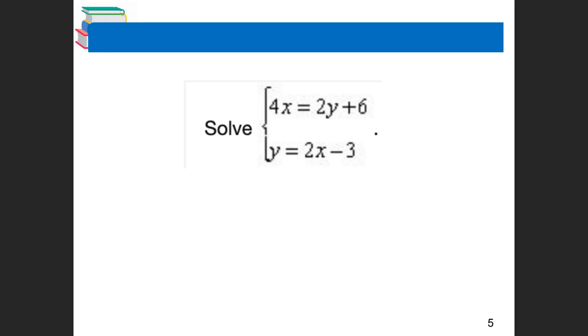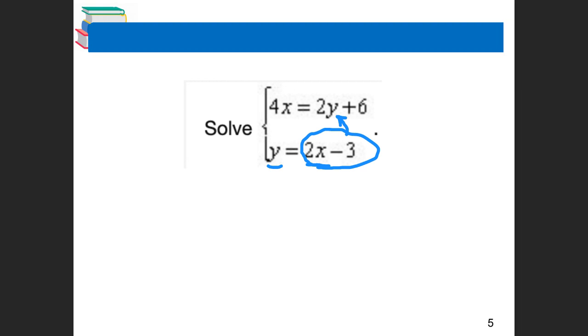So in order to solve a system of equations this week, we're going to be using what is called the substitution method. Now, the substitution method says that you take what one of the variables is equal to and plug it into the other equation. So for example, in this first example here, we know that y is equal to 2x minus 3. Since we know what y is equal to, in the other equation, we plug that in. It's called substitution. We're substituting in it.